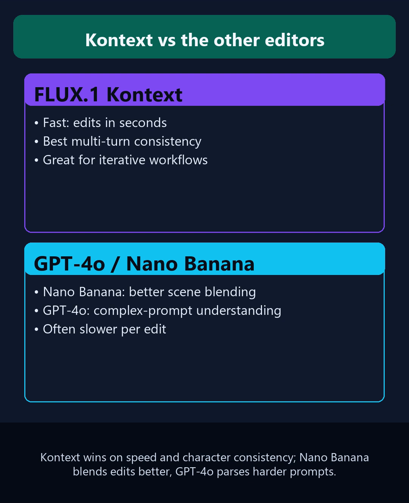How does it compare to the other editors? Against GPT-4o and Google's Nano Banana, Kontext's edge is speed plus character consistency. It holds identity across many turns better than most, and edits in seconds. Nano Banana often wins on human-like spatial understanding and blending edits into a scene, and GPT-4o can grasp more complex prompts. Kontext is the fast, consistent, iteration-friendly choice.